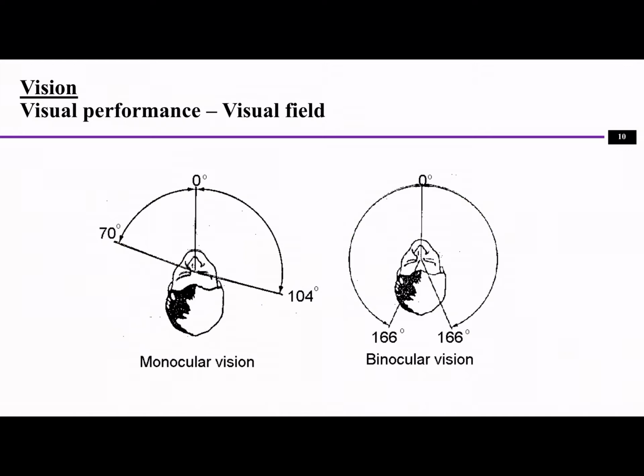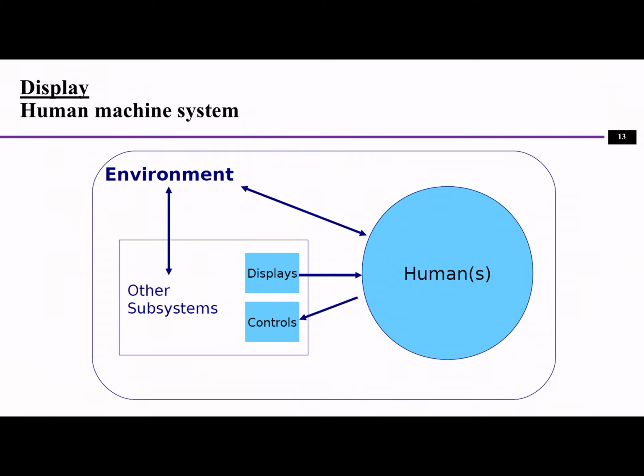And for the human machine system, basically this is a system where the human operates the machine in order to interact with the environment, and there are three major components: the environment, the machine system, and also the human. And usually the machine system includes both displays and controls.